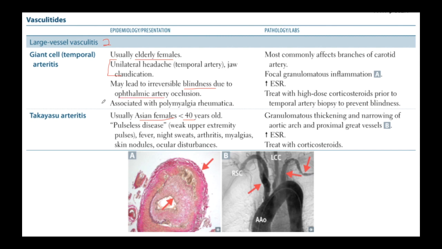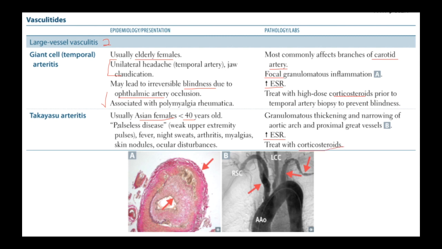occlusion, and you remember it's associated with polymyalgia rheumatica, when we mentioned the joint and muscle pain that occur as well. And again, branches of the carotid artery. There is focal inflammation, increased ESR for both of these. You're going to use corticosteroids for both of these.